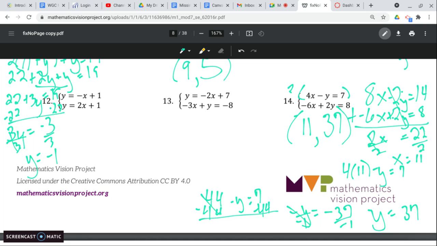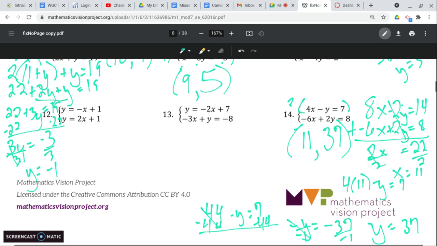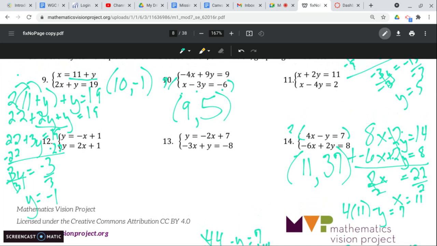So a little refresher, a little reminder on those systems of equations. So you only have 3 left to solve, 11, 12, and 13. These two, 12 and 13, use substitution to solve. 11, you can use elimination and subtract the 2 equations since your x's are the same.